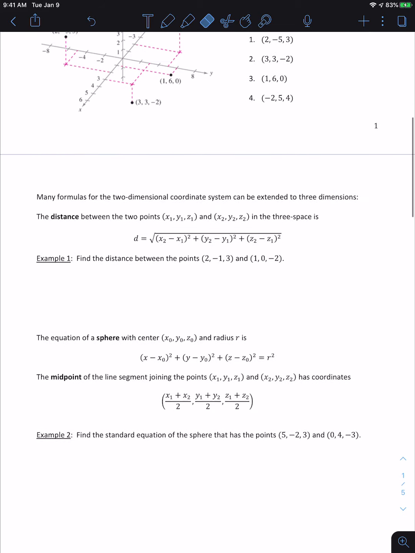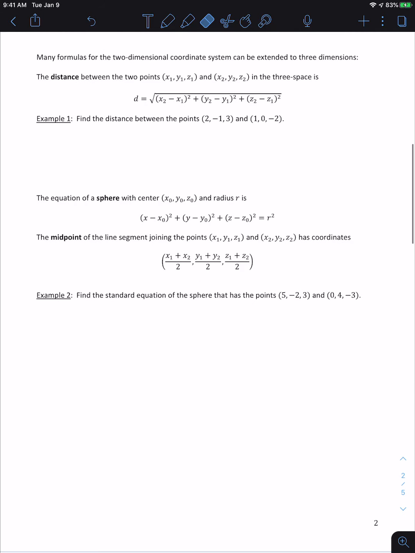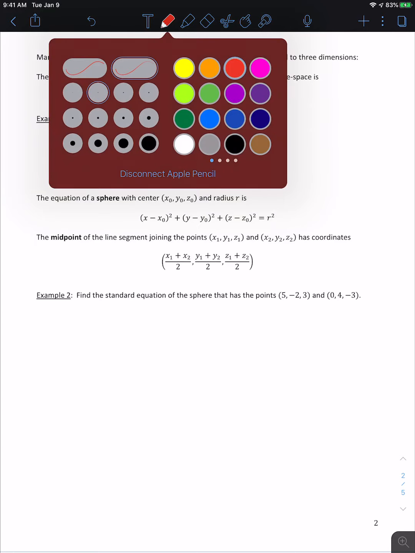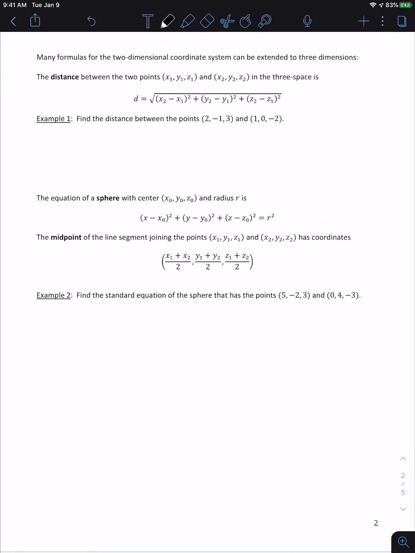Okay. So many formulas in the two-dimensional coordinate system can be extended into 3 dimensions in the perfectly natural way, and oftentimes in exactly the same way. So for example, the distance formula between 2 points x1, y1, z1 and x2, y2, z2 in the 3 space is given by this formula here. Notice that it's exactly identical to the distance formula in the 2 space, except you just add the z coordinate that you're subtracting, z2 minus z1, and then squaring it.